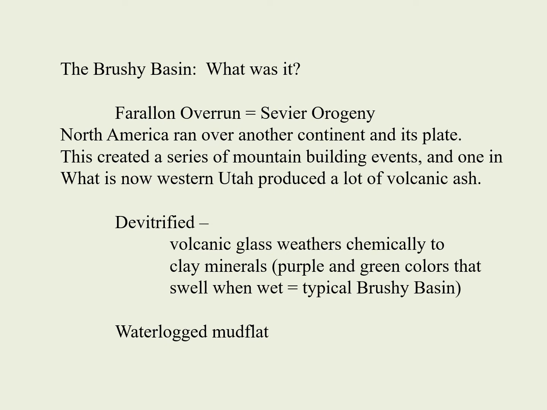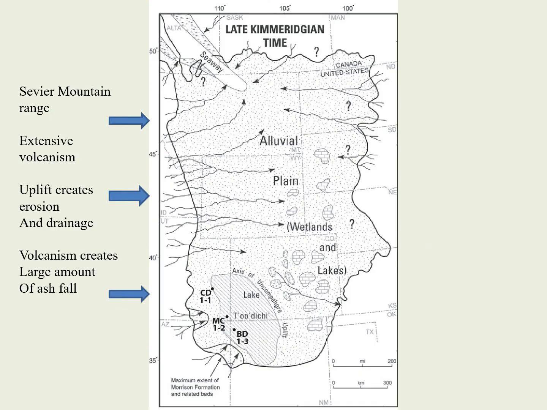This overrun also created millions of years of active volcanism. The basin filled with volcanic ash and surface water runoff. Here we can see the extent of the Brushy Basin and the source of volcanic ash and direction of water inflow.